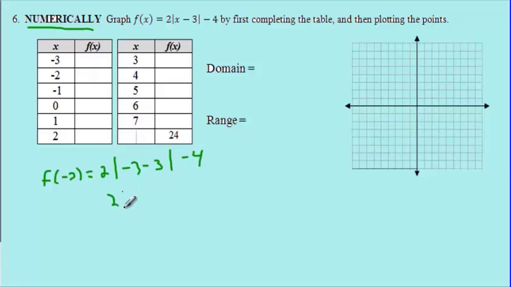And then start simplifying. 2 times the absolute value of -6. The absolute value of -6 is +6. So that'll be 2 times 6 minus 4. 12 minus 4, that is 8. So this first point is 8. Then come over here and graph it. 1, 2, 3, up 1, 2, 3, 4, 5, 6, 7, 8. Boom, there it is. So fill all these in, plugging them.